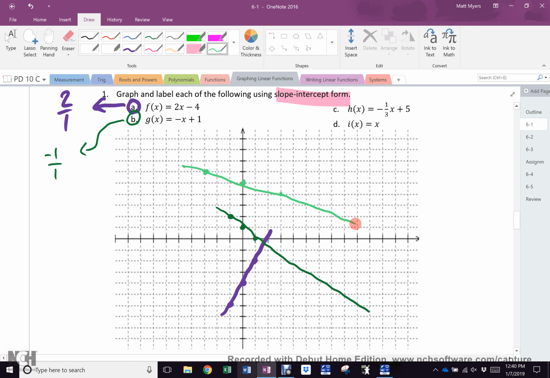Now, what do you notice about the lines? This guy had a slope of 1. This guy had a slope of 2. This guy had a slope of 1/3. As the numbers get bigger, what is happening to the slope? It is getting steeper. 2, 1, 1/3. And that makes sense because straight up and down is infinity and flat is 0.